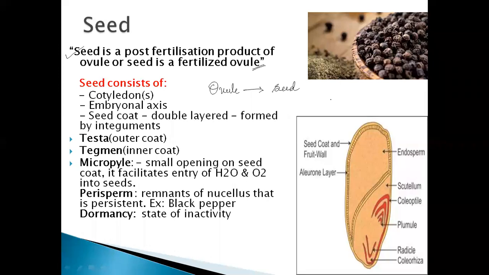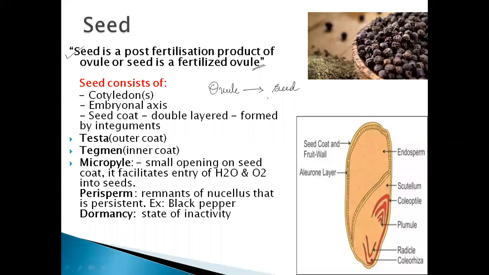If it is one covering, then it is called monocot. If there are two coverings, then it is called dicot. Mono one, di two. So here the seed consists of cotyledons, that is, the coverings. It can be a cotyledon for monocot, and cotyledons for dicot.